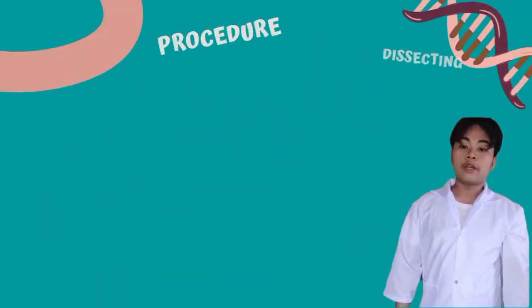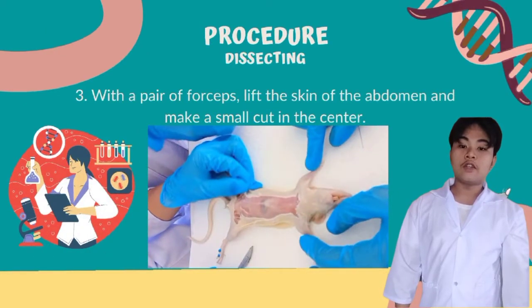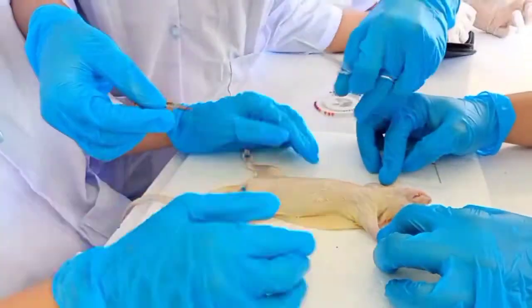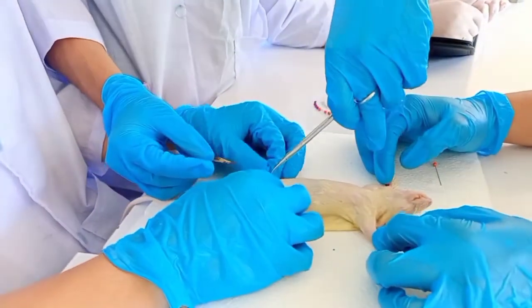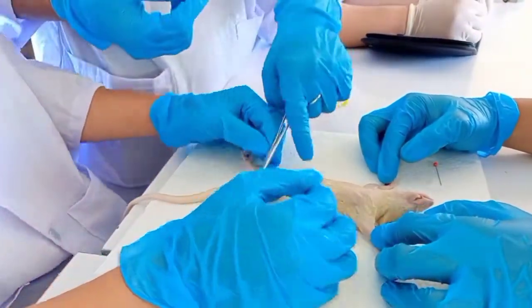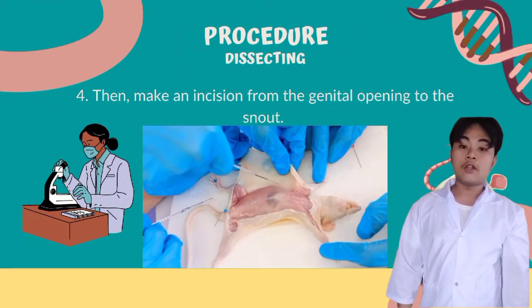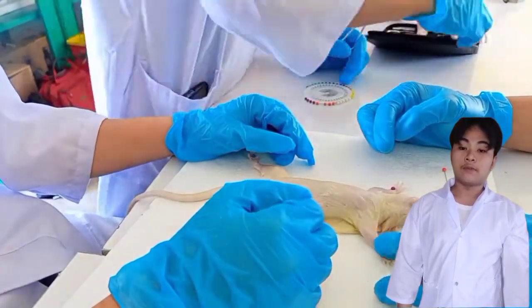Number 3. With a pair of forceps, lift the skin of the abdomen and make a small cut in the center. Number 4. Then, make an incision from the genital opening to the snout.